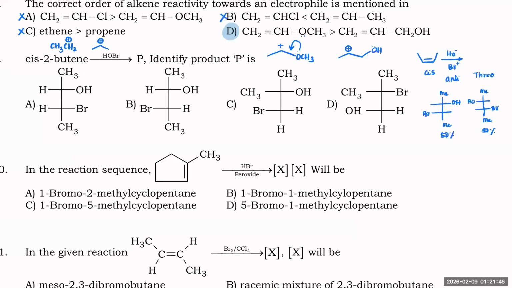So check out which one is the correct product. OH and Br have been added on the same side. Erythro. Erythro is not correct. OH and Br are added in the opposite direction, which is correct.